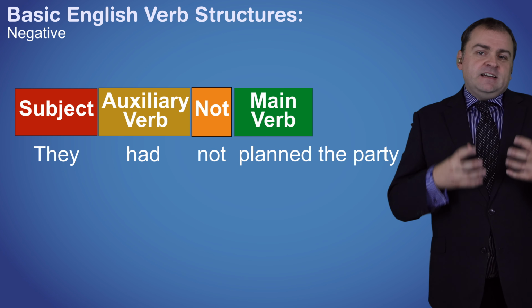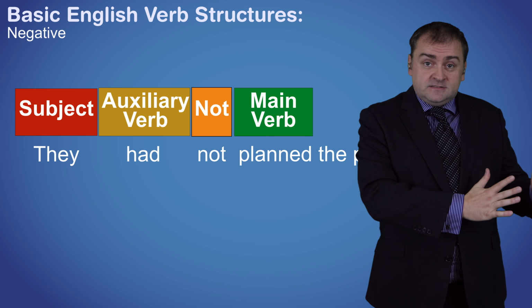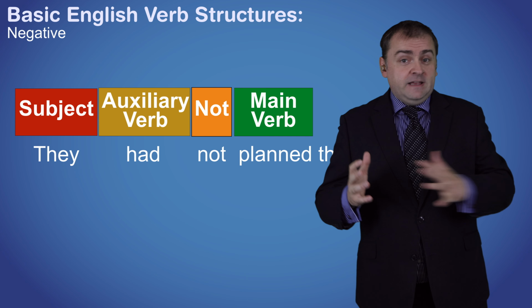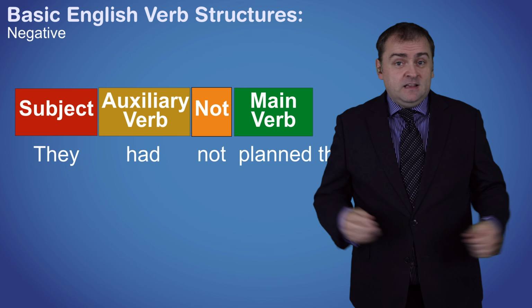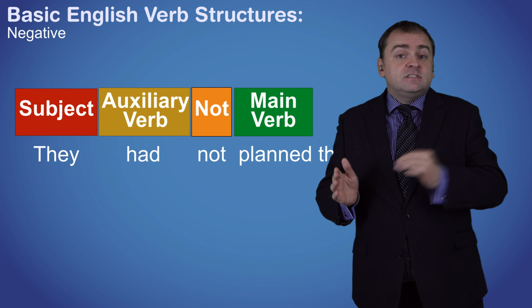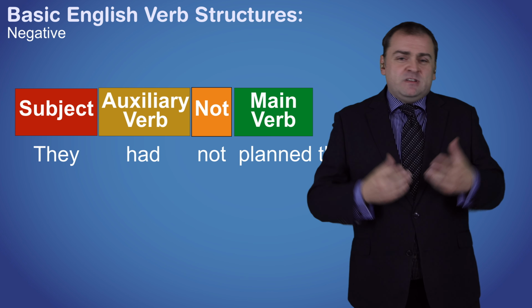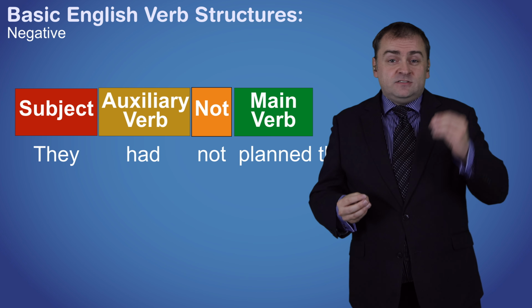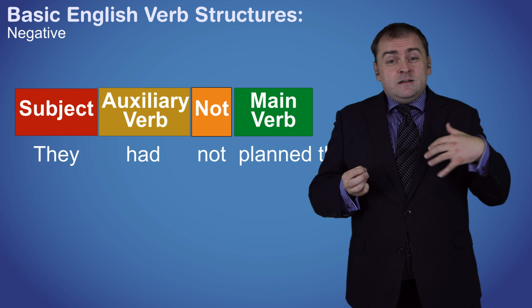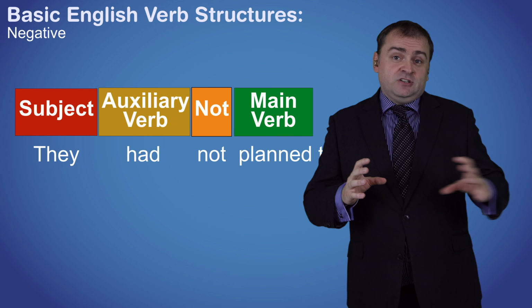So you can see again that with negative sentences, the structure is very consistent. There are things that make tenses seem complicated, like contractions. You'd often say they hadn't planned the party, and things like irregular verbs. And with some tenses, you don't need to say the auxiliary verb. But underneath it all, there is a logical and consistent structure.